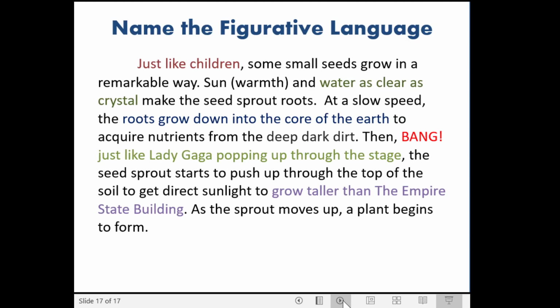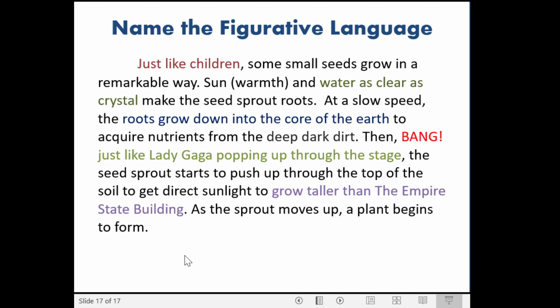Another blank slide. So, name the figurative language. Just like children, some of the small seeds grow in a remarkable way. The sun, which is warmth, and water, as clear as crystal, make the seed sprout. At a slow speed, the roots grow down to the core of the earth to acquire nutrients from the deep, dark earth. Then bang! Just like Lady Gaga popping up through the stage, the seed sprouts start to push through the top of the soil to get direct sunlight to grow taller than the Empire State Building. As the sprout moves up, a plant begins to form.